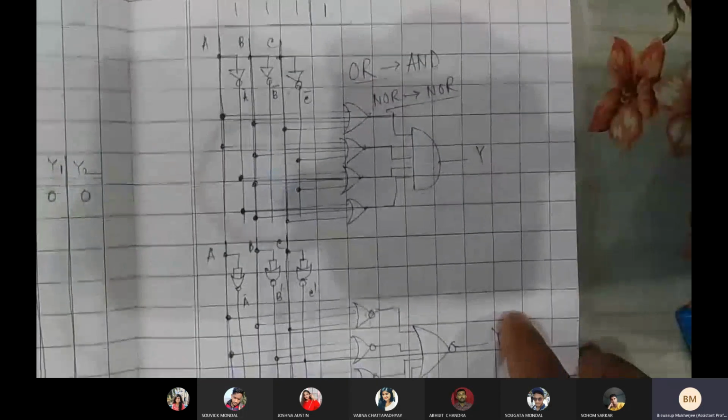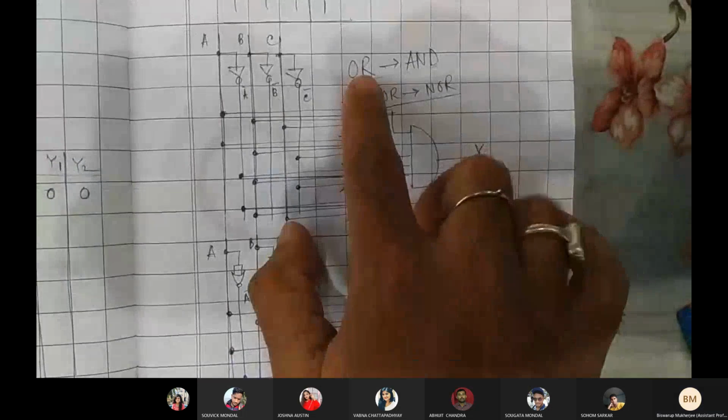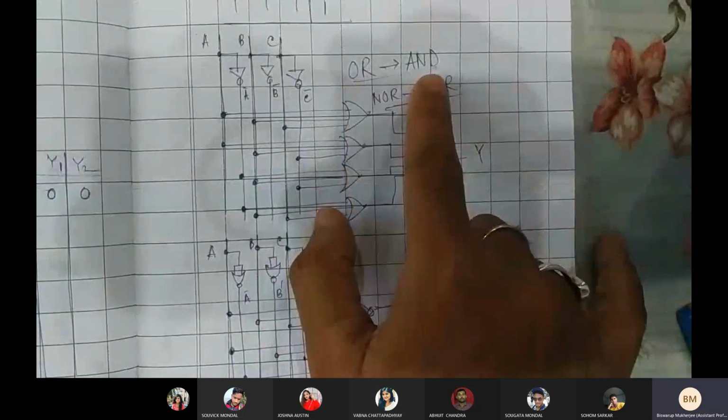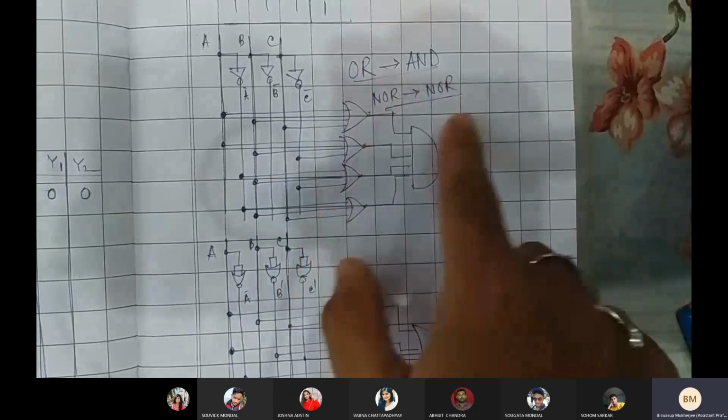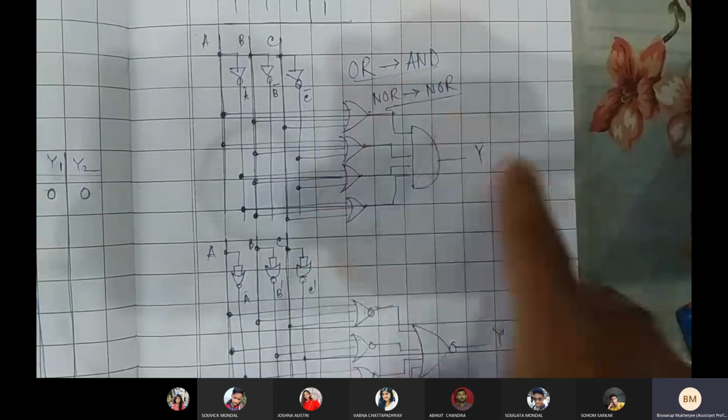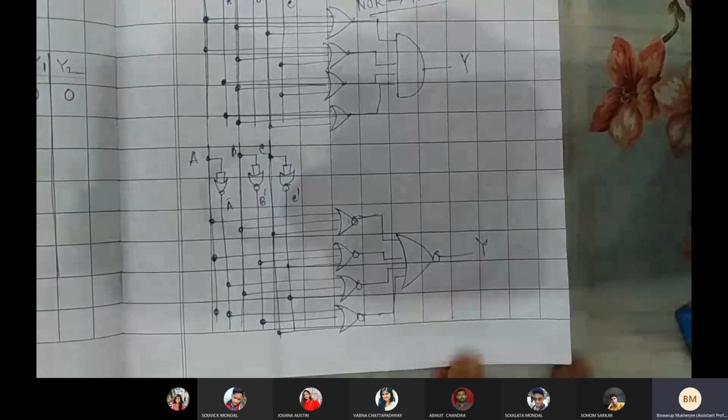The product of sums circuit can be drawn as OR followed by AND, OR followed by AND, so that is NOR. You can directly draw it as it is. Okay, so this is all about the canonical format.